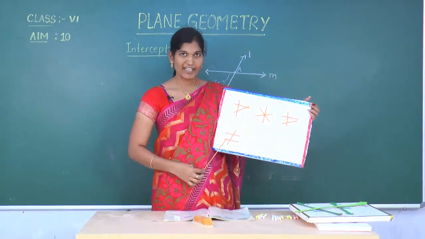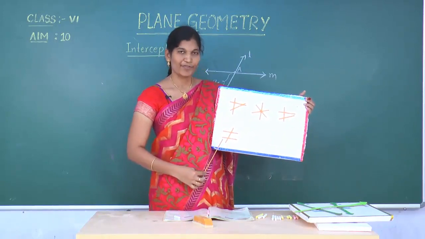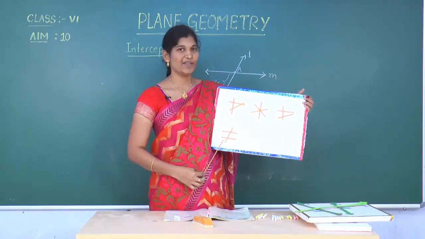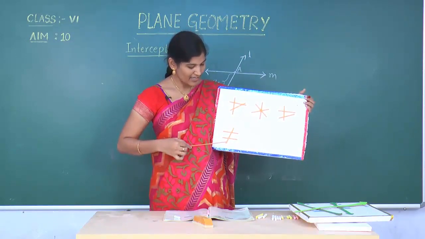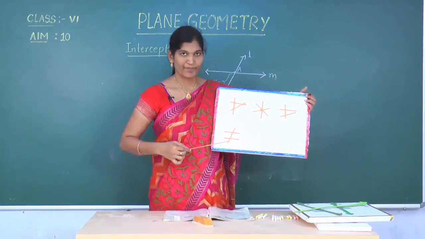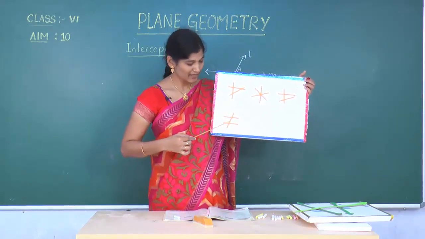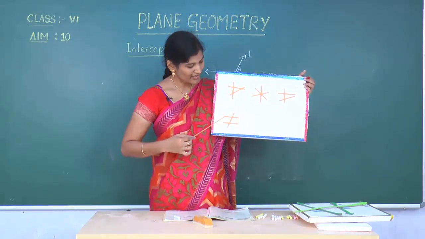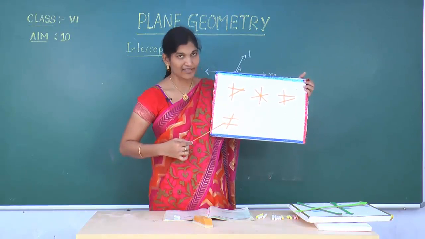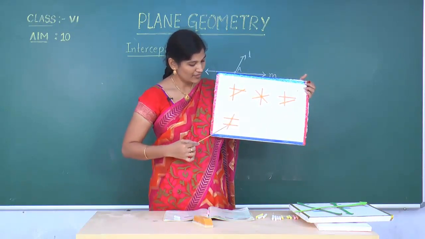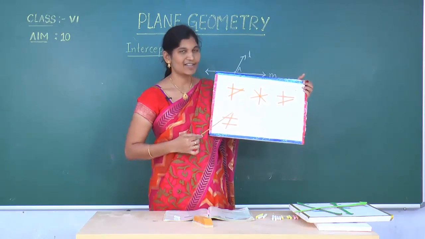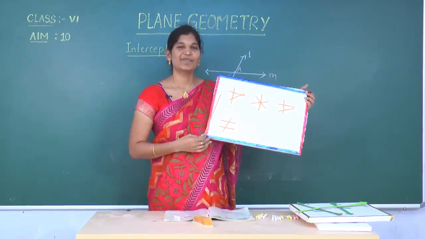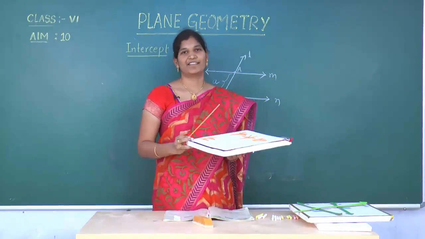And finally, in this also we can say very easily which line is the transversal. Obviously, this one is the transversal. Why? Because this is the line which intersects the given two lines at two different points. So this is the transversal. In this way we can identify.